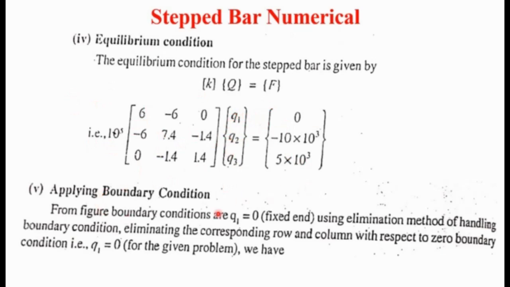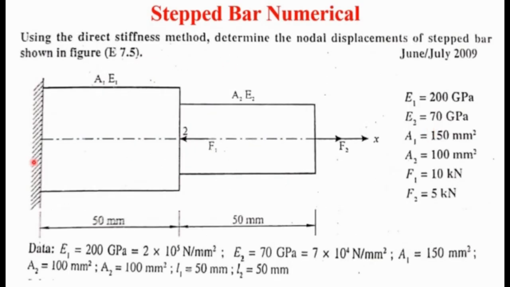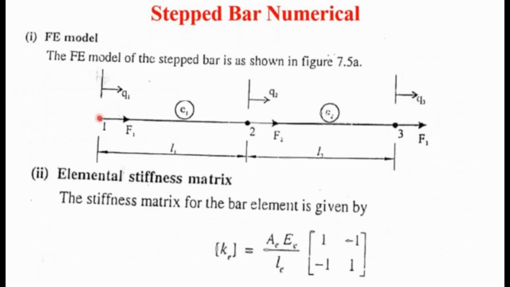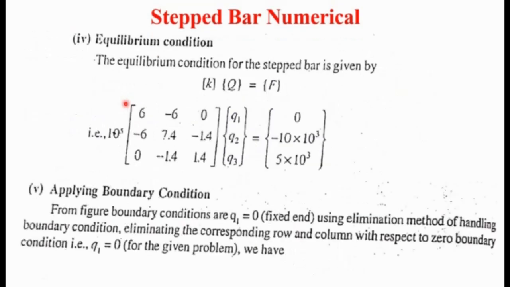From the figure, the boundary condition is q1 is equal to 0 because it is fixed. Here we can see this bar is fixed at this end, which is node number 1, so the displacement at node 1 is 0. That means q1 is equal to 0. This is the boundary condition, so we have to apply q1 equal to 0 because it is a fixed end.